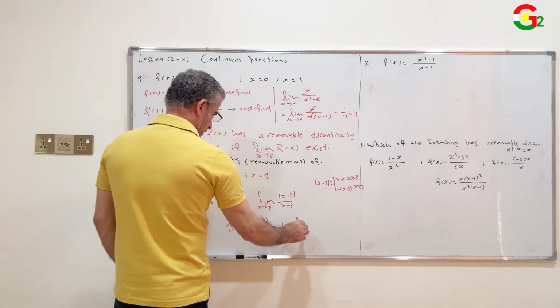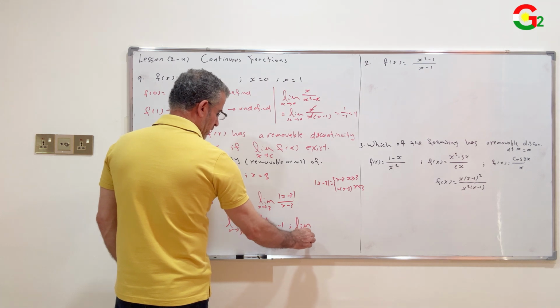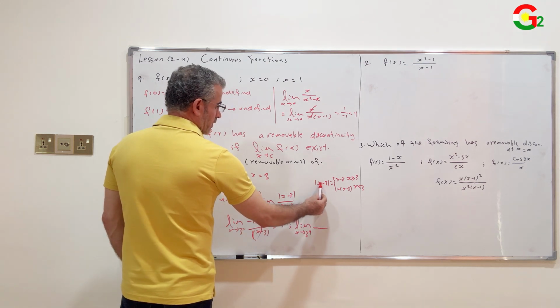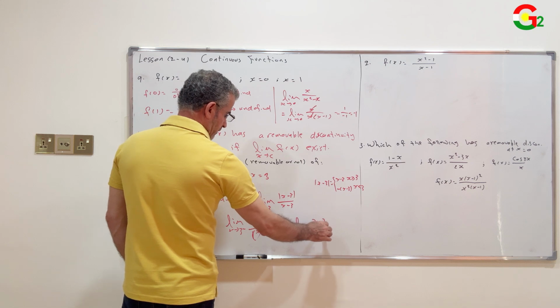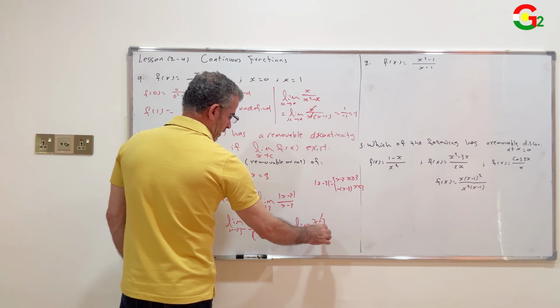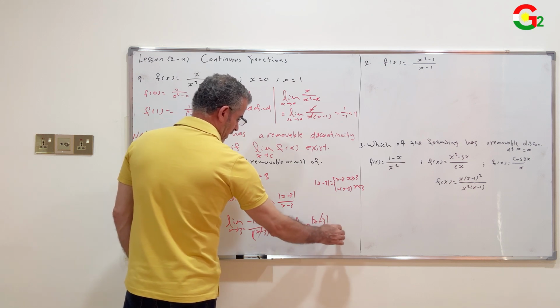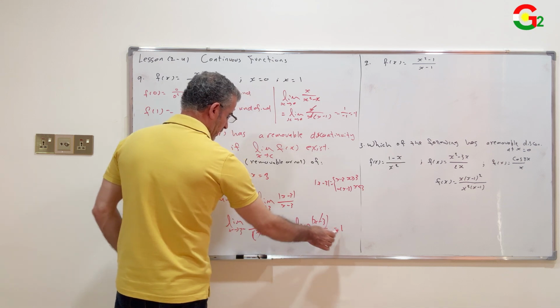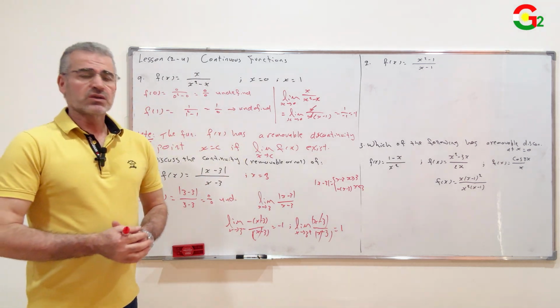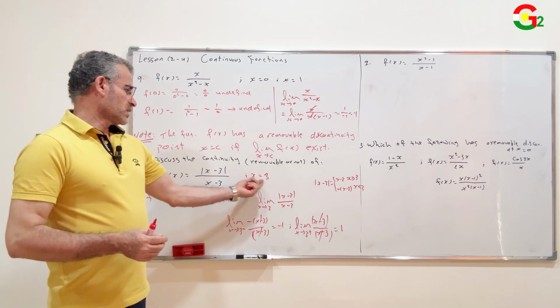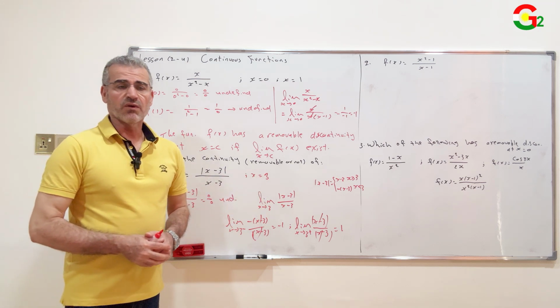And the limit when x approaches 3 from the right, the absolute value of x minus 3 equals x minus 3. x minus 3 over x minus 3, the answer is 1. Since the limit does not exist, the discontinuity of this function at x equal to 3 is not removable.